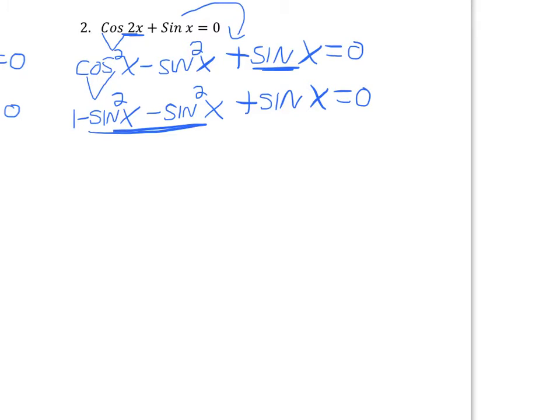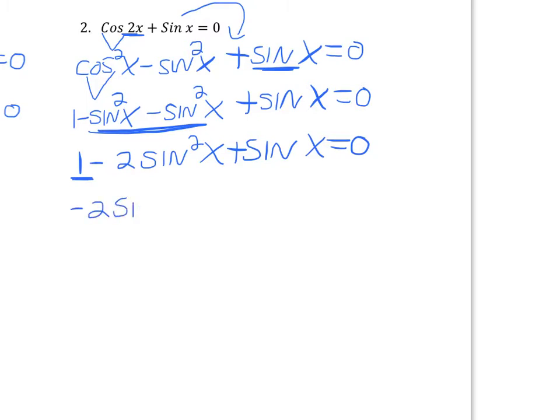Now I can combine these. Minus sine squared of x minus sine squared of x gives me minus 2 sine squared of x, and then plus sine of x equals 0. Now even though I have just one trig function, I can't pull out a sine. That's not a greatest common factor because of this 1. There's no sine of x. But what we have here is a quadratic trinomial. Now I want the sine squared written first, so I reorganize this: negative 2 sine squared of x plus sine of x. And I always want that constant written last. So since this is positive 1, I have plus 1 equals 0.